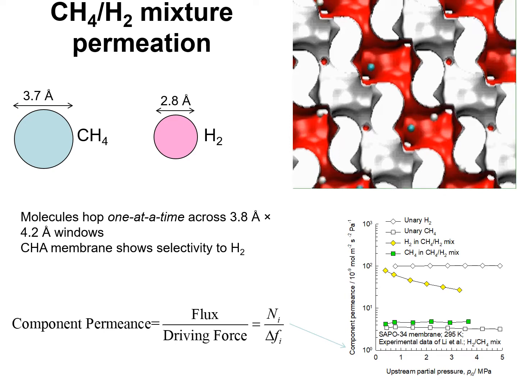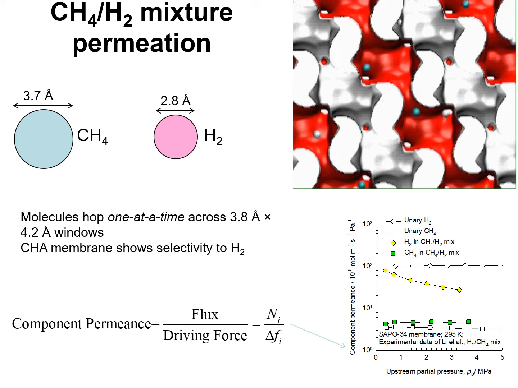Let's have a look at the animations created from MD simulations of intercage hopping of methane, shown here in blue, and hydrogen, shown in white. Hydrogen is observed to undergo intercage hopping much more frequently than its partner methane. Methane has a higher adsorption strength than hydrogen, but hydrogen has a far greater mobility.